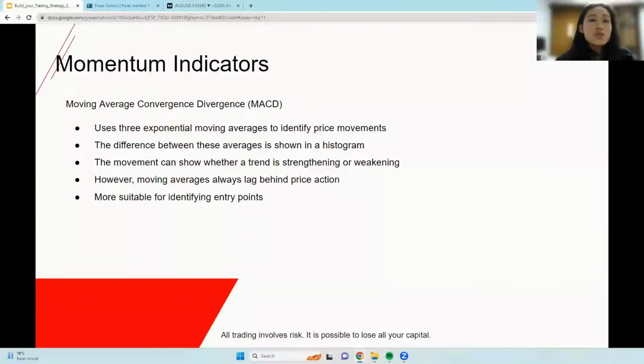Okay, so this uses three exponential moving averages to identify price movements. The difference between these averages is shown in a histogram. I'll show you guys in a little bit. And the movement can show whether a trend is strengthening or weakening. However, moving averages always lag behind price action, and they are more suitable for identifying entry points.